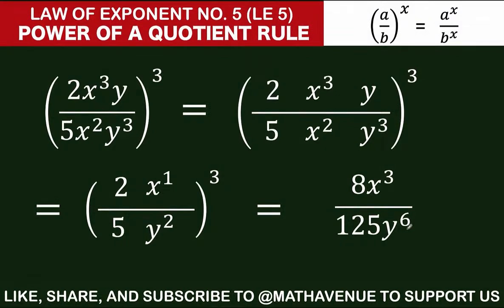Now, on the other hand, if you apply law of exponent number 5 first and then you simplify, you will still arrive at the same answer. Only that it is much easier if you simplify first before applying law of exponent number 5, so that you avoid multiplication and then later on division again to simplify them.